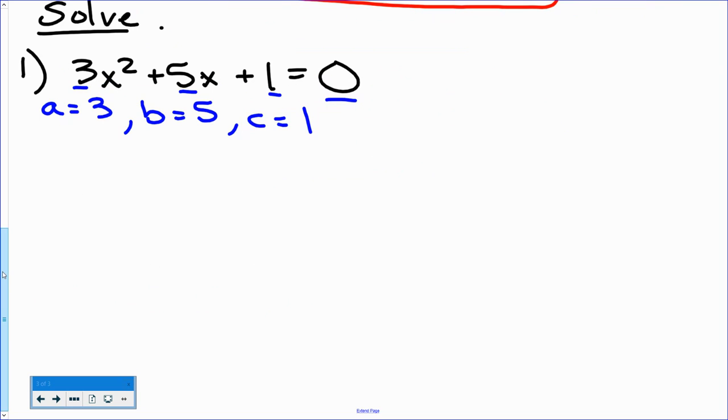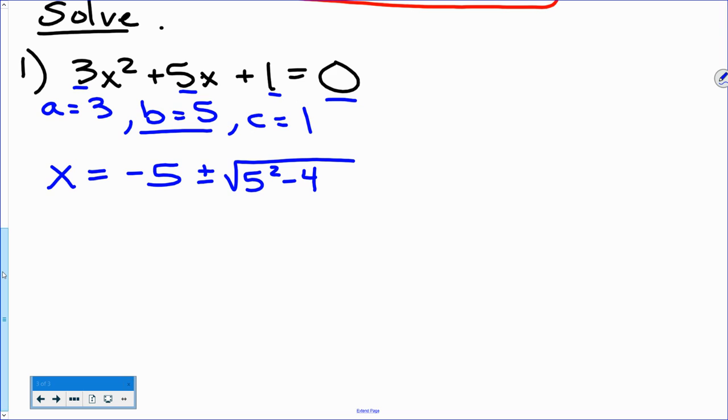And after that, it's just kind of some calculator work. So I'm solving for x. So I do the opposite of b, would be -5 plus or minus. I'm going to take my b and square it, minus 4. I'm filling in the a value as 3. C value is 1. And this whole thing is being divided by 2 times the a.